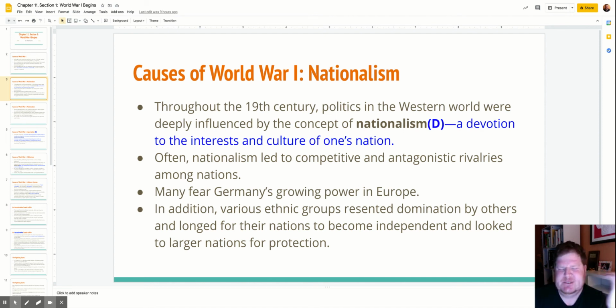But nationalism really brought out competitiveness and antagonistic rivalries between nations, really pinpointing that if you're going to stay in this country, you've got to be supportive. Many feared Germany and its power during this time, and we also start to see a lot of ethnic groups changing and moving around, so independent nations are being formed, and it's really influencing these nations.